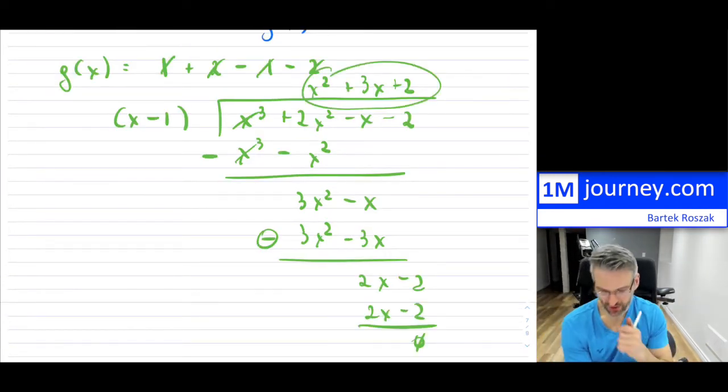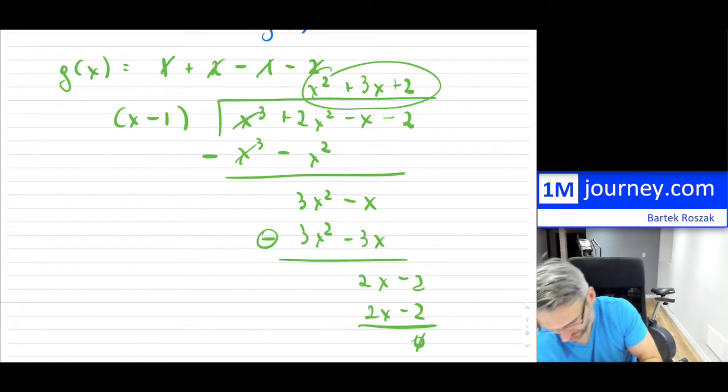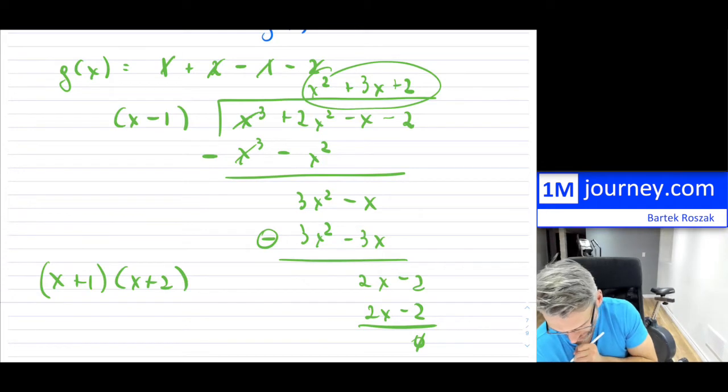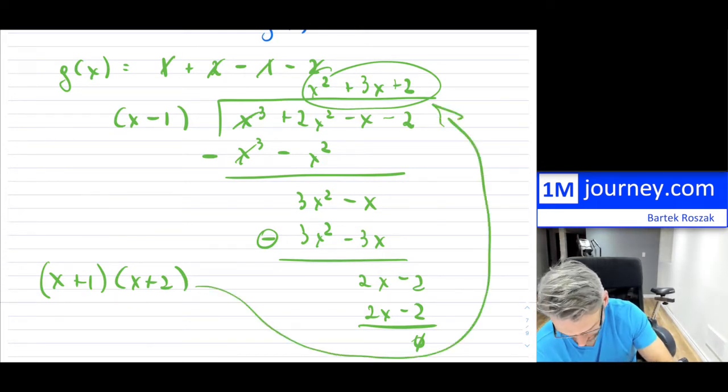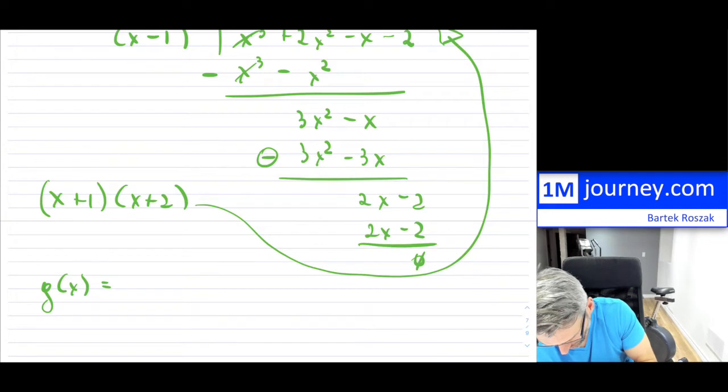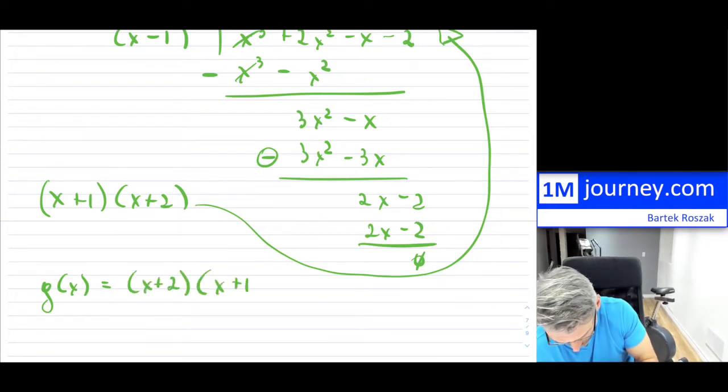x squared plus 3x plus 2, so quadratic. Well, I guess it's going to be x plus 1, x plus 2, right? So this equals that right here. Okay, so this is actually fully factorable. So g of x is going to be equal to x plus 2, and then x plus 1, and then x minus 1.